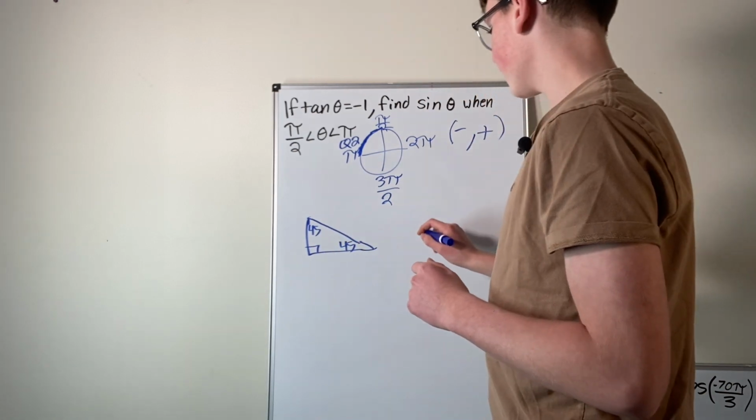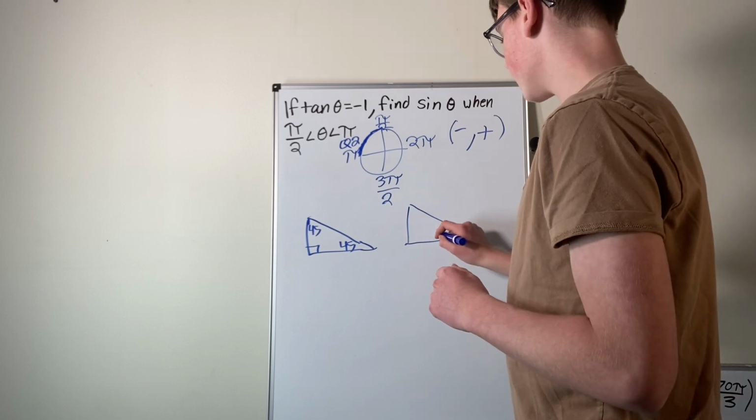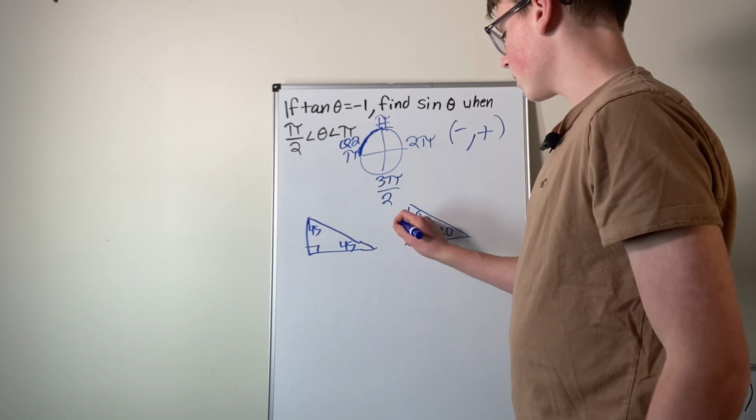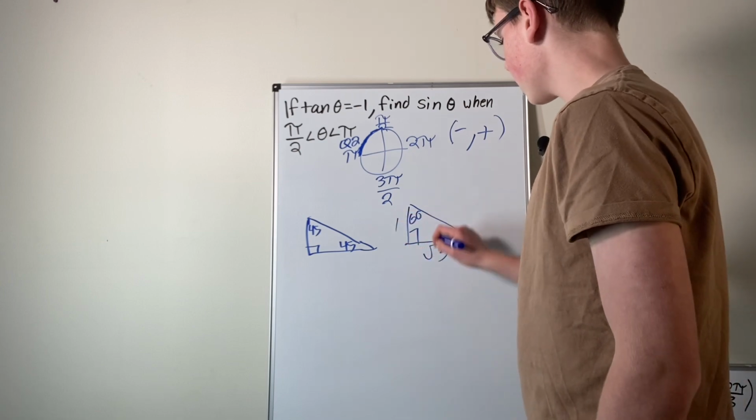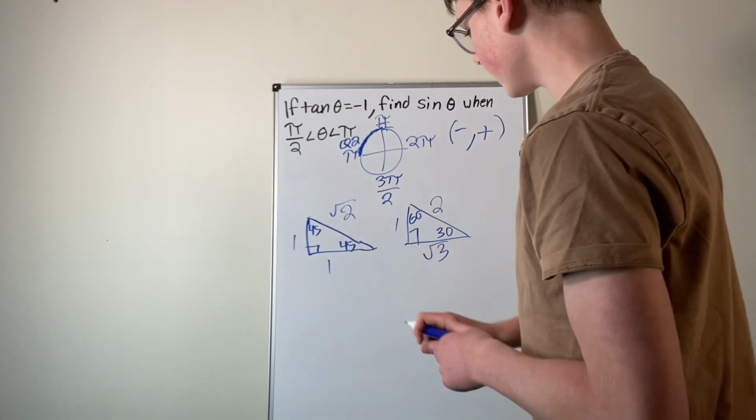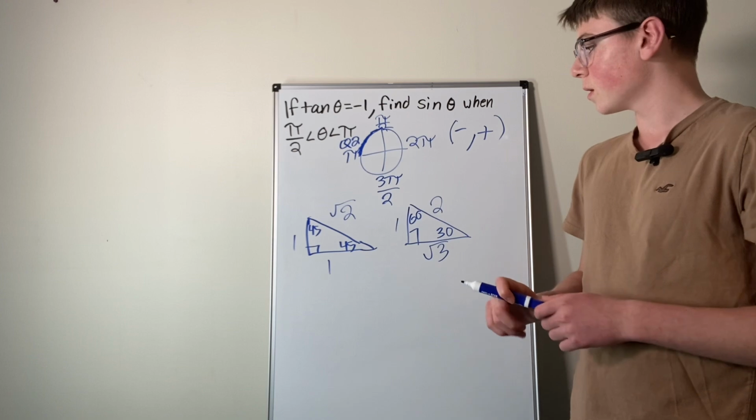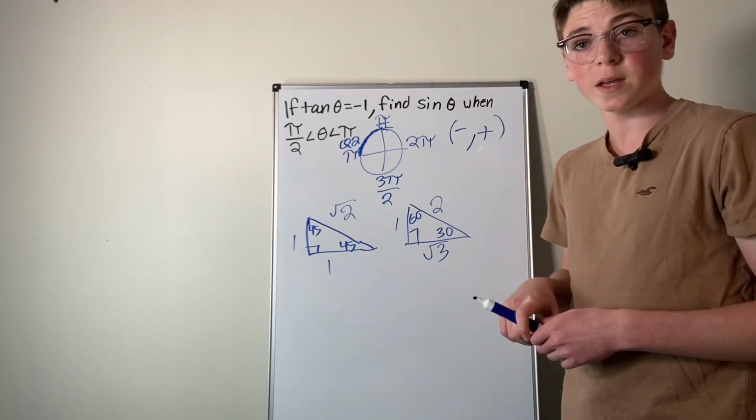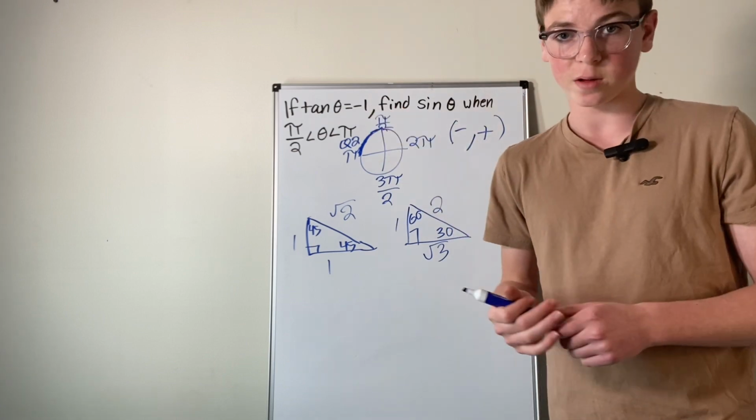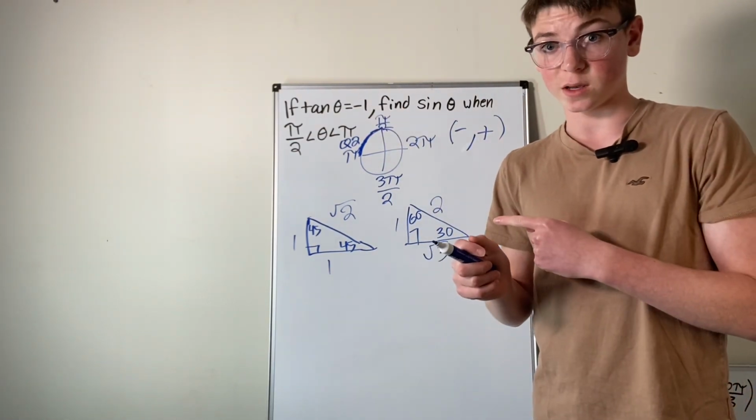We're going to say that's a 45-45, though it does not look like a 45-45. And we're going to say this is a 30-60-90. So this is 1, this is root 3, this is 2, this is 1, this is 1, this is root 2. Now, we have to think, is there any one of these angles that the tangent of it will give us 1? Don't care about the negative right now. We already know it's going to be negative. Just look for the 1. We're looking at reference angles.